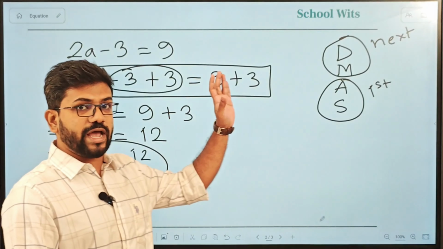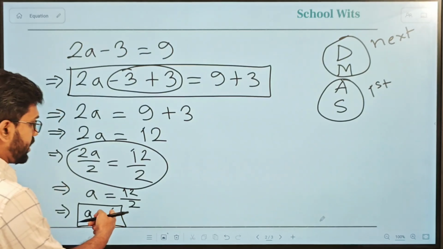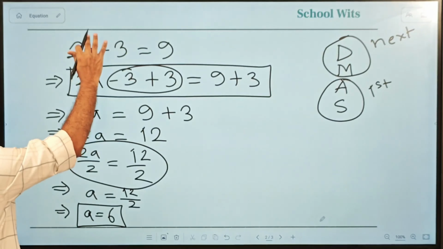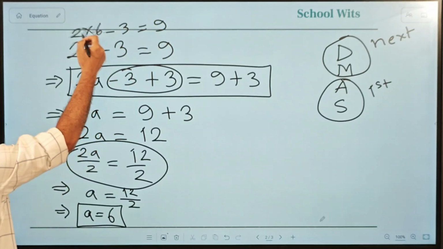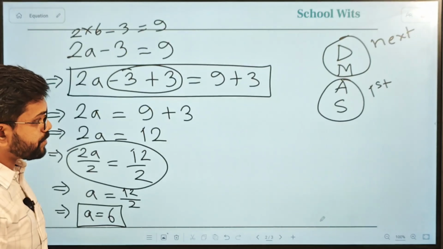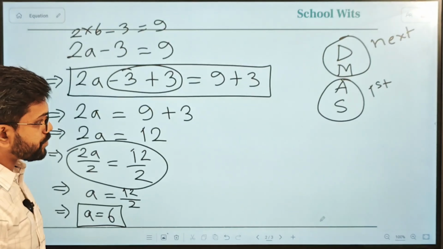To check if your answer is correct or not, you can just insert the value of a here and check if it matches the right hand side. So 2 times 6 minus 3 equal to 9. 6 2s are 12. 12 minus 3 would give us 9. Let's have a look at another example.